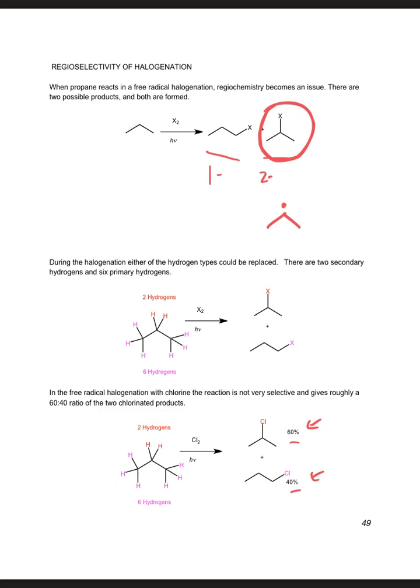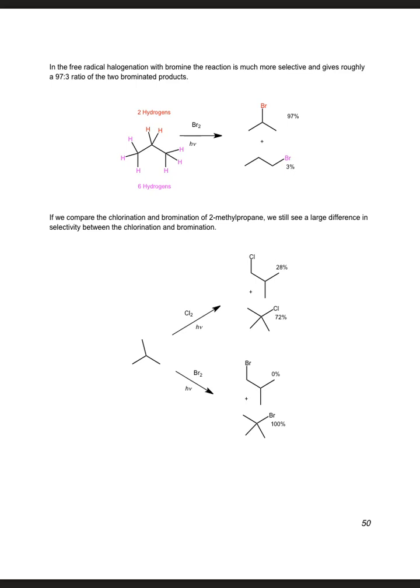Okay, so it's not very selective in that, even though we have two hydrogens to take off of the secondary one, we have 6 that we can take off of the primary one. So there's a lot more hydrogens that could be removed to give us the 1-chloro compound out of that. And that's why we get so much of it in the reaction. But if we switch to bromine, it's actually a 97-3 of the secondary bromide to the primary bromide. So it's much more selective to go to the more stable radical because it's not as reactive.